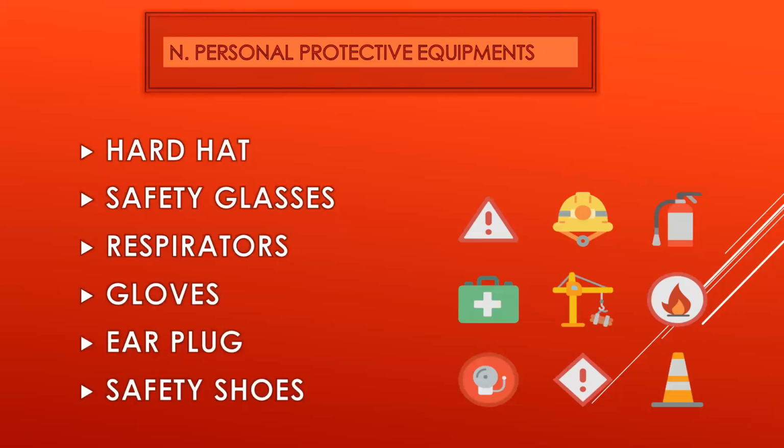For the personal protective equipment, make sure that each employee or manpower has this personal protective equipment for their own protection during the project. First, we have the hard hat, safety glasses or goggles, respirators, gloves, earplugs, safety shoes, and of course, we also have the safety belt and other personal protective equipment that can be used during the construction.